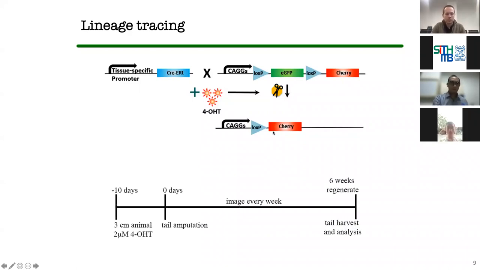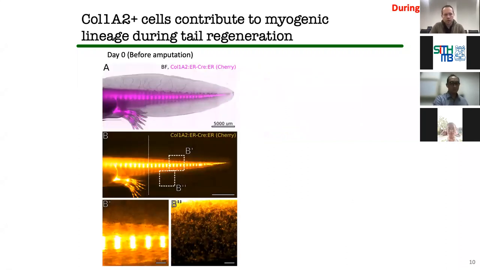Animals were treated 10 days prior to tail amputation, and then they were imaged every week for a total of 6 weeks to assess the complete regenerative response. If we do this, we started off with a COL1A2 promoter. COL1A2 is a broad marker of connective tissue, and therefore, it's a pretty good starting point to begin to identify a cell population that could be responsible for tail regeneration.